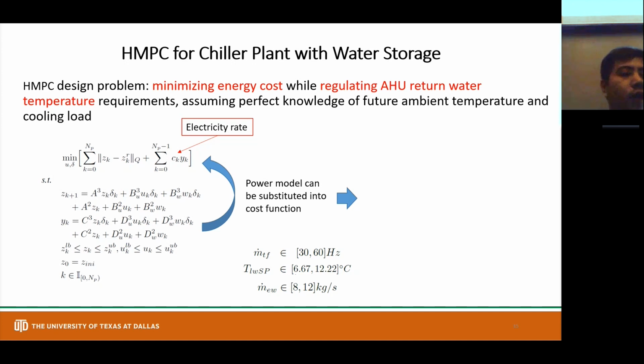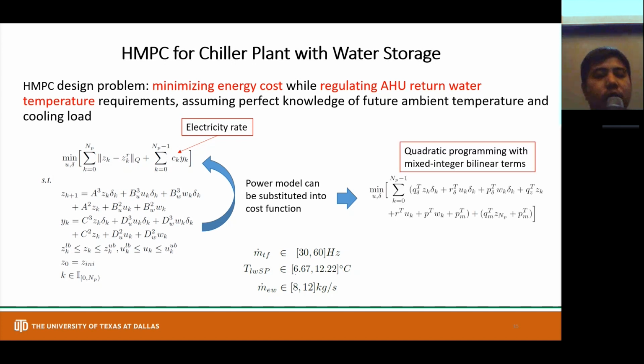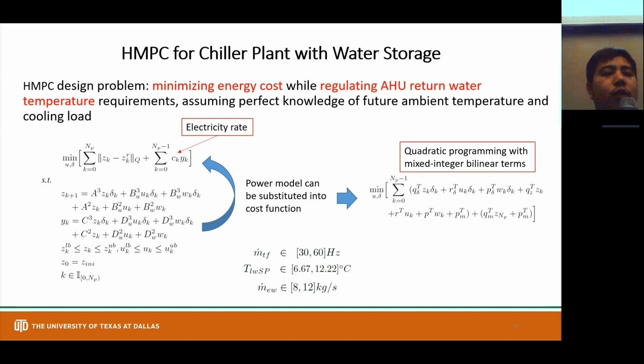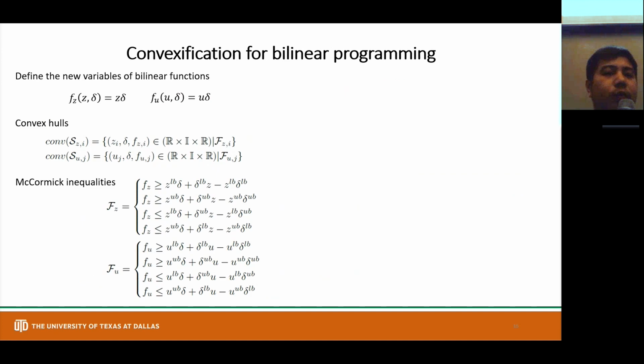electricity rates, and it multiplies the power in the energy cost. And for the constraint of the system dynamics, the output y can be substituted into the function. So the problem becomes a programming problem with mixed integer bilinear terms. To solve this mixed integer bilinear programming optimization problem, we proposed convexification for this bilinear programming.